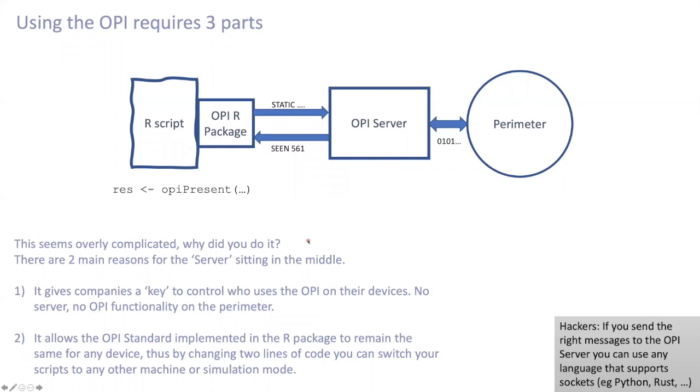Seems a bit complicated, but the reason for using it is that it gives this part here, the server, as a control or a key to the companies that own the perimeters. If they want you to use the OPI, they'll enable this. If they don't want you to use the OPI, they won't enable this. And so that's good for legal reasons and other commercial reasons. So companies have control over who can use the OPI and who can't.